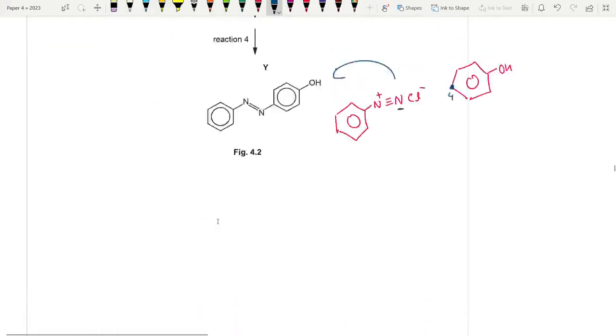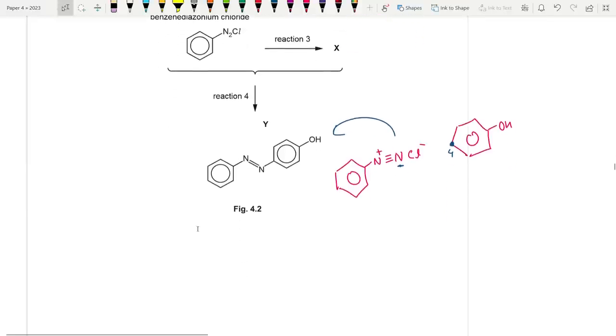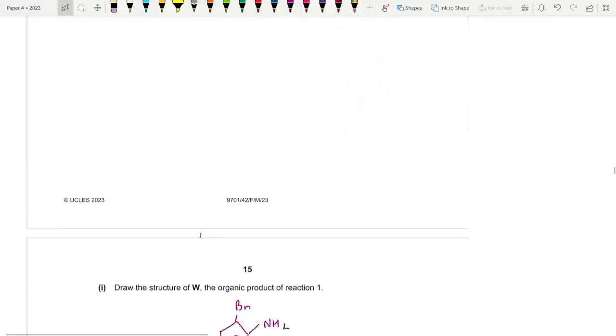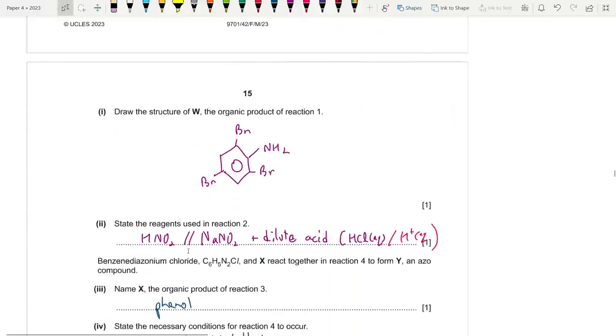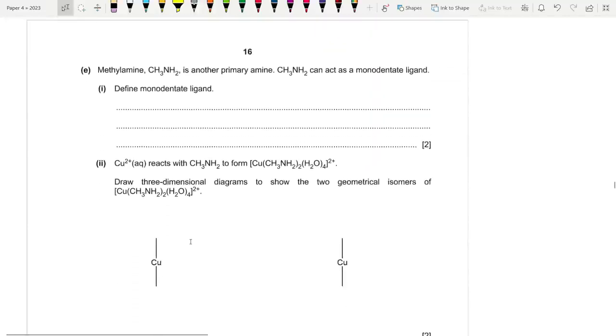Suggest a use for Y. Where is Y or this dye used? Essentially, it's basically used in textile for dyeing. Okay, so it's used in dye stuffs. That's what they wrote. In garments and textile.